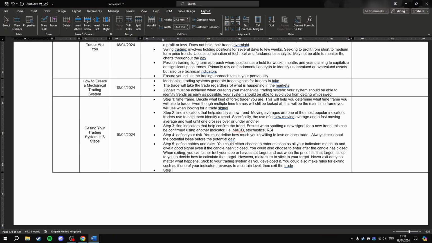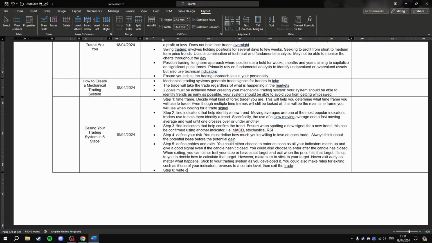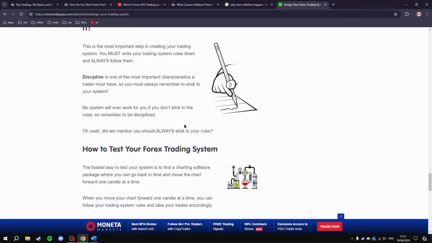Step 6. Write down your system rules and follow it. This is the most important step in creating your trading system. You must write down your trading system rules and always follow them. Discipline is one of the most important characteristics a trader must have, so you must always remember to stick to your system.